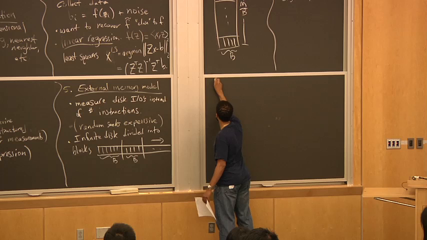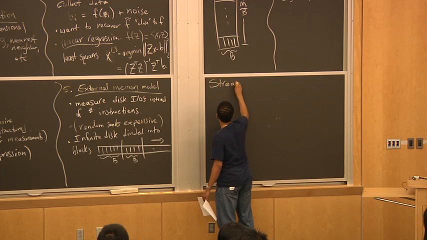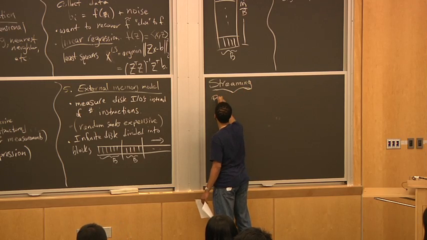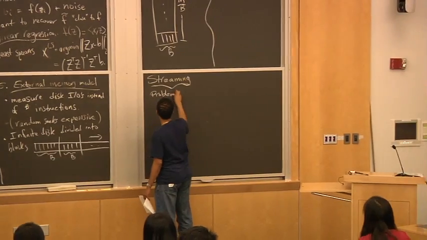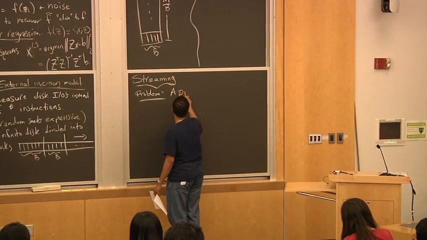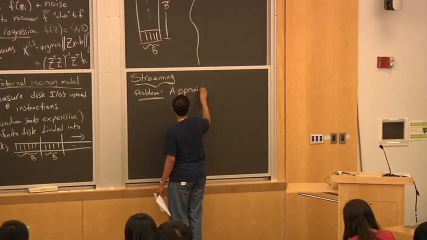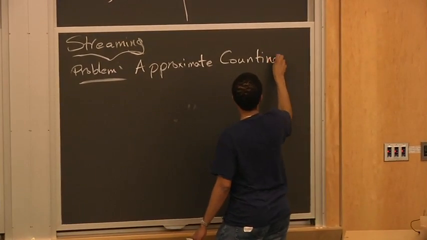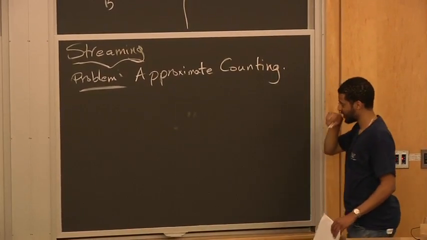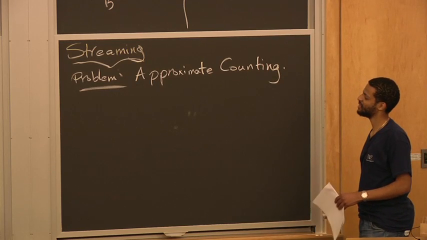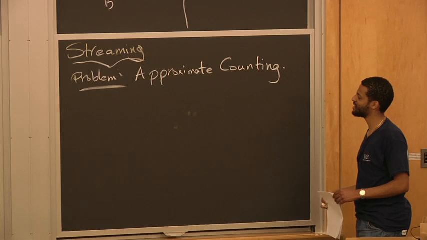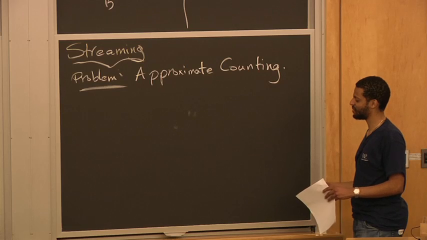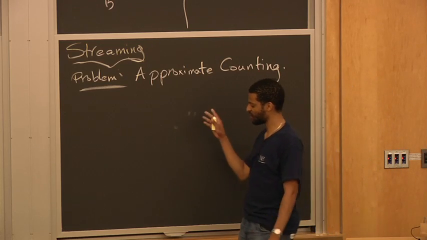So streaming, so back to streaming. We're going to look at a problem called approximate counting. And as far as I'm aware, this paper really is the first streaming paper. When the author wrote it, people weren't talking about streaming yet. He did it because, well, so what's this problem?